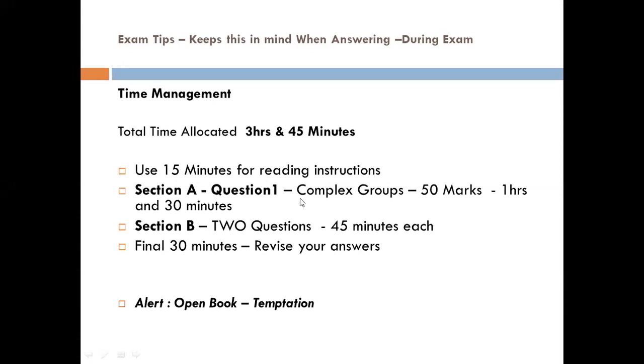Section A has question 1, and in most cases it is on complex group, and it has 50 marks in most cases. If you look at the first paper, probably use 1 hour and 30 minutes on that question. Time yourself. If 1 hour and 30 minutes are over, what you're doing is trying to think around what you know you have already done. Leave it. Go to section B, and give 45 minutes for each question.